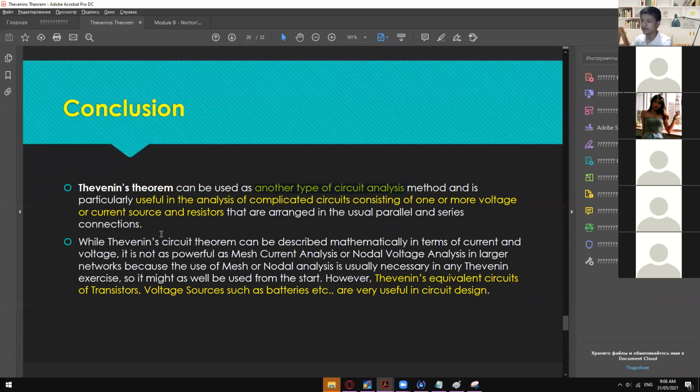While Thevenin's theorem can be described mathematically in terms of current and voltage, it is not as powerful as mesh current analysis or nodal voltage analysis in larger networks, because the use of mesh or nodal analysis is usually necessary in any Thevenin exercise. So it might as well be used from the start. However, Thevenin's equivalent circuits of transistors, voltage sources such as batteries, etc., are very useful in circuit design.